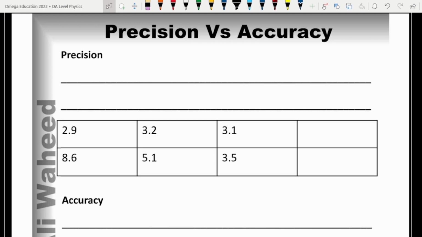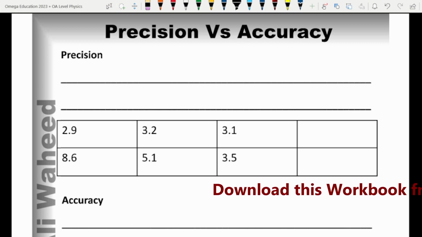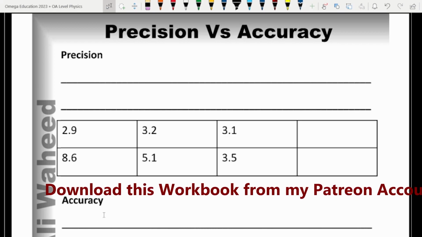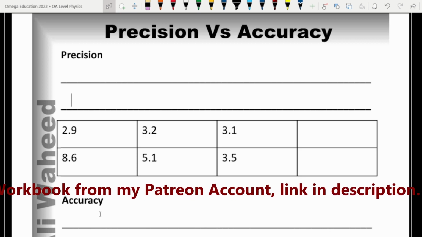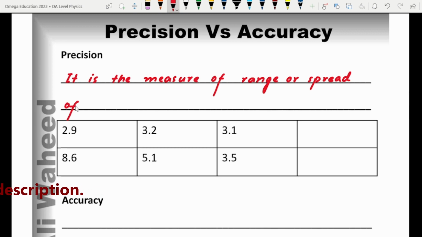So let us define precision. In simple words, precision is how close the measured values are with respect to one another. So it indicates how close multiple measurements of the same quantity are to one another.